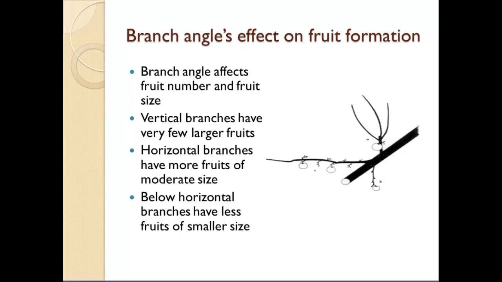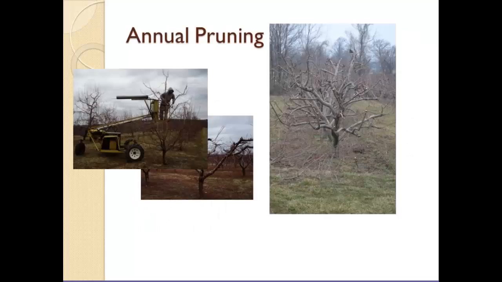When we're talking about fruit formation, branch angle also affects your number of fruit and size. With really upright, you have very few larger fruit, but when you have them down horizontal, you have more fruits of a more moderate size. So this is our way of getting a more uniform crop rather than all different sizes across the board. This is a way of evening it out. And again, don't want any of those below horizontal.